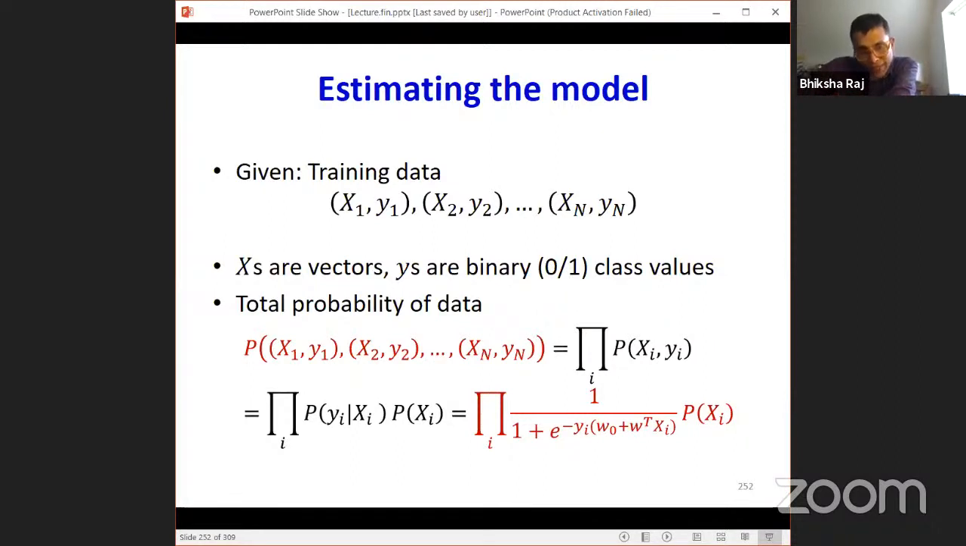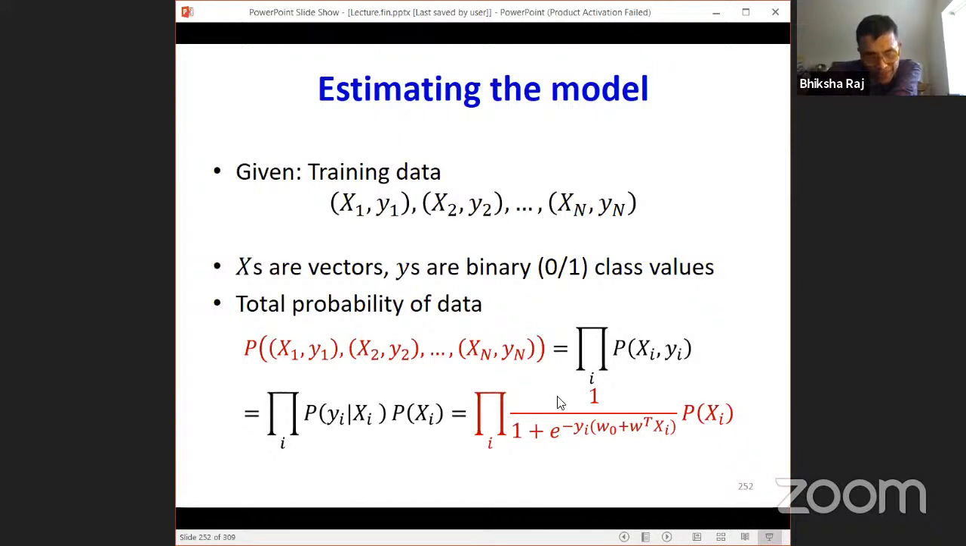Now, if I'm given a collection of data, I can use the maximum likelihood estimation principle to learn the parameters of the distribution of the data. The total probability of all of my training instances is the product over all of the training instances of the probability of the individual instances, where each instance is an XY pair. Using Bayes' rule, I can write the joint probability of X and Y as P of X times P of Y given X.